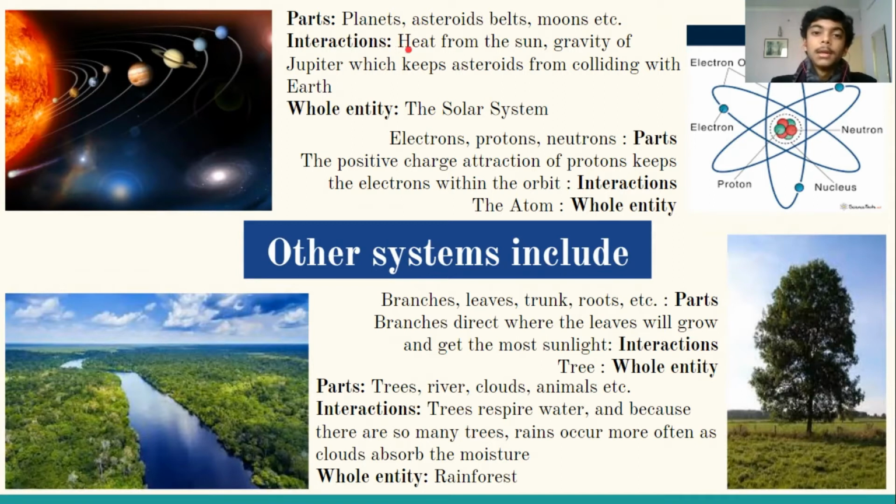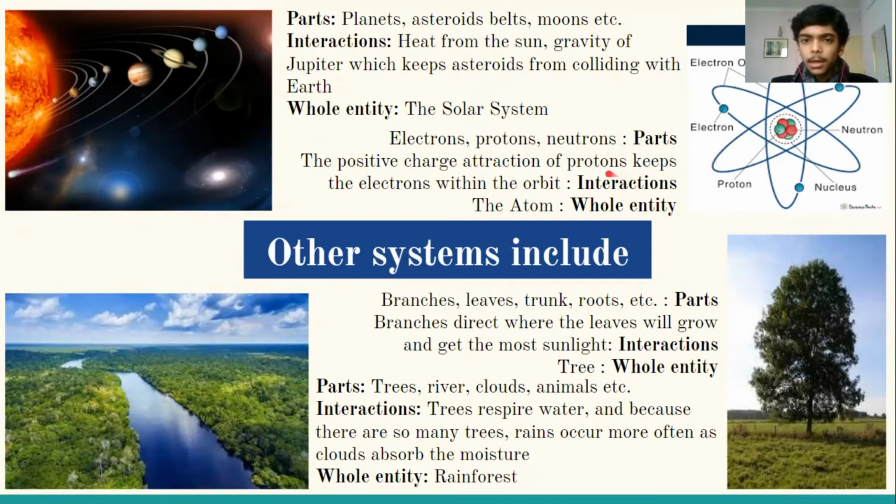All right. Heat from the sun, gravity of Jupiter, which keeps asteroids from colliding with Earth. Right, so those are an interaction of parts. So here, the planet Jupiter is interacting with the asteroids, or the gravity or the heat from the sun. It reaches us on a daily basis. That's why we have sunlight, right? Or that's why we don't freeze to death.